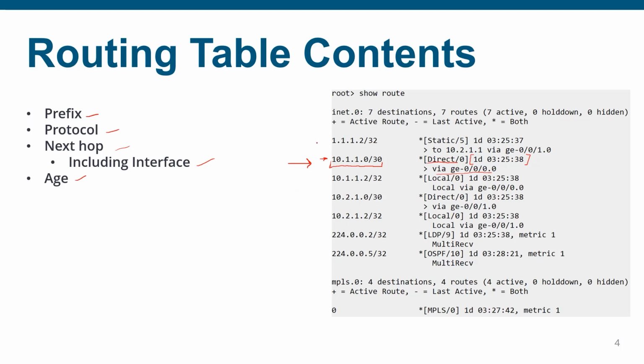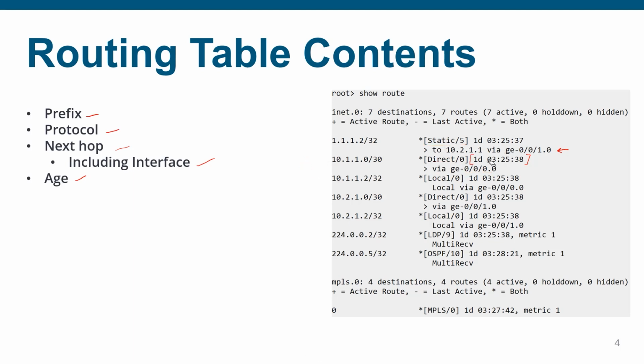Now the route directly above it, this static route 1.1.1.2/32, was learned by the static protocol. It is a statically assigned route. The next hop is 10.2.1.1, and it is via the ge-0/0/1.0 interface. We'll talk about interface naming convention and the different protocols that you can learn routing information from later in the course. But right now, I wanted to review what the contents of the routing table look like.